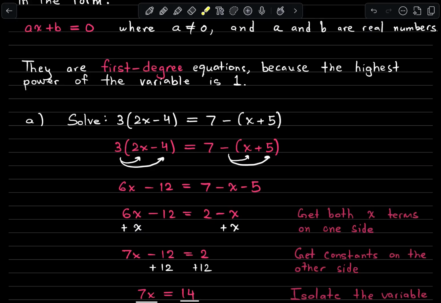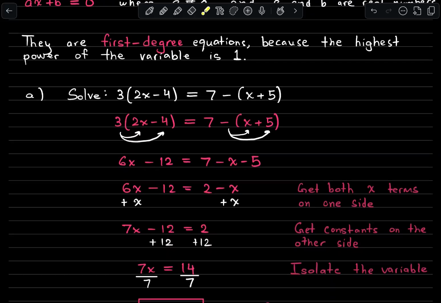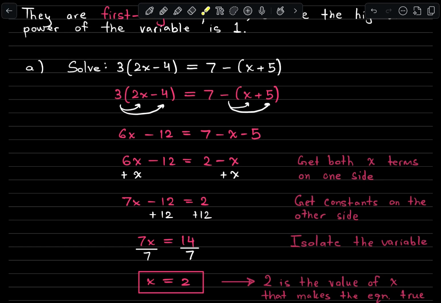Now our last step is to try to isolate the variable. We want to get rid of everything, including the 7 in front of it. So we want to make sure we don't have anything added or subtracted to it. We also want to make sure we don't have anything multiplied to it. So we're going to go ahead and divide both sides by 7. And x is going to be equal to 2. In other words, 2 is the value of x that makes that original equation true. That's what it means to solve an equation. We're attempting to make this equation true, to make sure it holds up.